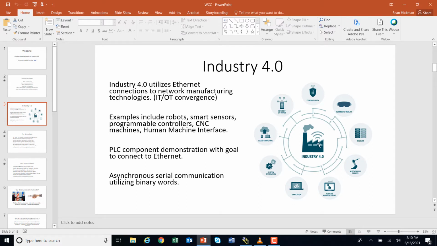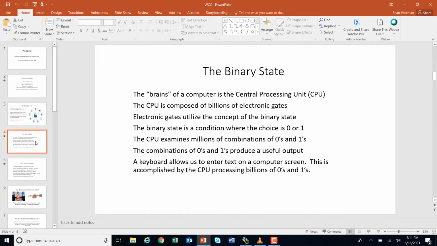Now, Industry 4.0 uses asynchronous serial communications, and it utilizes binary words. So let's just review real quick what binary is. It's important to remember that the brains of a computer are the CPU. So all those items I just showed you, the drive and the PLC and the Ethernet I/O, well, those have CPUs in them, okay? And they all talk to each other, and they're all talking to my computer, and my computer's talking to the World Wide Web.